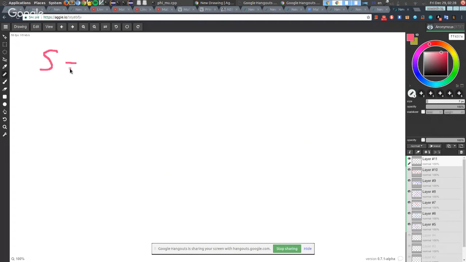Basically, it's the sum of all the powers of 2. Okay, let's first recall the geometric sum, so the geometric series.